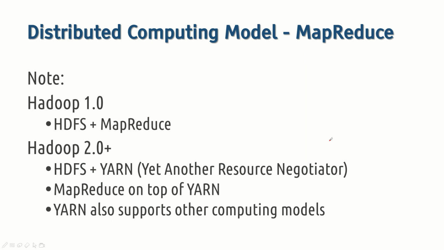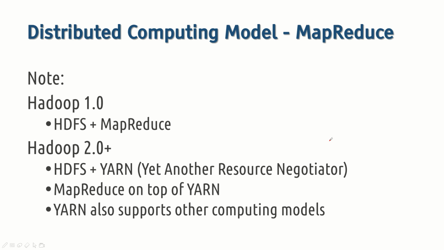Now when you want to execute a processing job on the cluster, you cannot just execute it on any machine, because if you want to do big data processing, remember that I told you data locality is very important. So you need a computing model that is designed to maintain the locality of the data, and that is what MapReduce does.